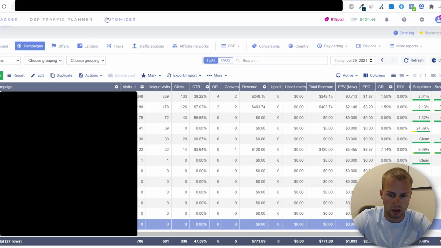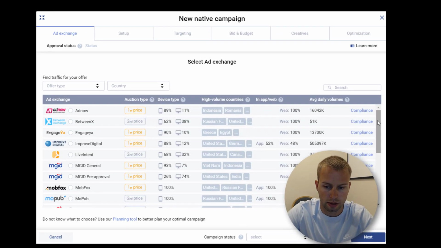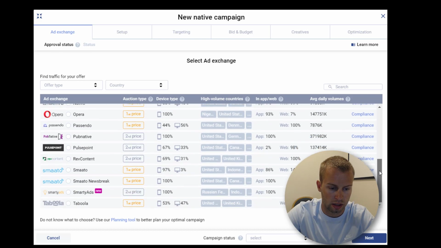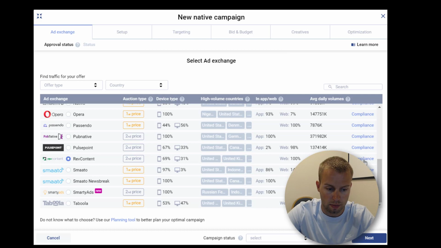So here I am in Voluum. I'm going to click on create a DSP campaign. And then I'm going to run native. Then I'm going to come down and find Rev Content. And with Rev Content, it is second price, which means you pay a penny more than the second highest. It'll have a description right here. In a second price auction, you pay a penny more than the second highest bid. Example, you win with a $2 bid. Second highest bid after you is $1, thus you pay $1.01. So that's what that means.